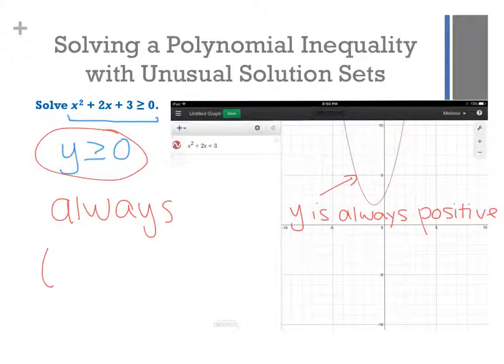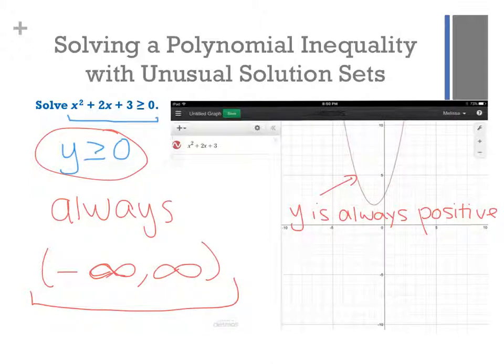Therefore, the x-coordinates where the y-coordinate is greater than or equal to 0 are negative infinity to infinity. If we write our solution in interval notation, because every x value has a y-coordinate greater than or equal to 0, we say for all x values, which that interval is negative infinity to infinity. So this is our solution to the inequality, and we can go ahead and look at another example where we have an unusual solution set.